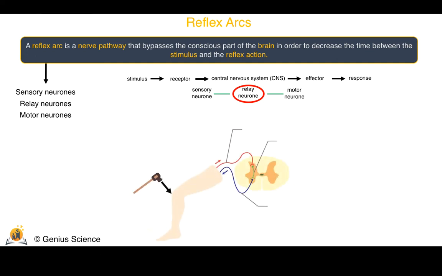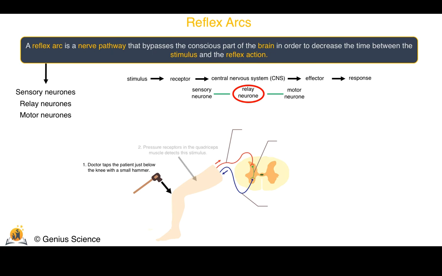Appearing on your screen now is an example of a reflex arc for when a doctor tests a person's knee-jerk reflex. Most of us have had this done at some point. If a person has an overactive or underactive knee-jerk reflex, it could be a sign of a more serious problem with the nervous system. So let's describe this reflex arc step by step. First step then is where the doctor taps the patient just below the knee with a small hammer.